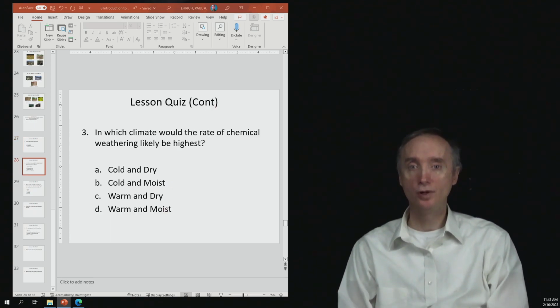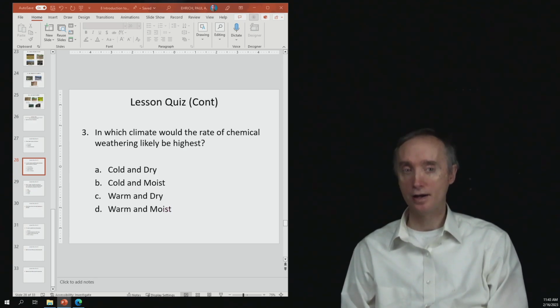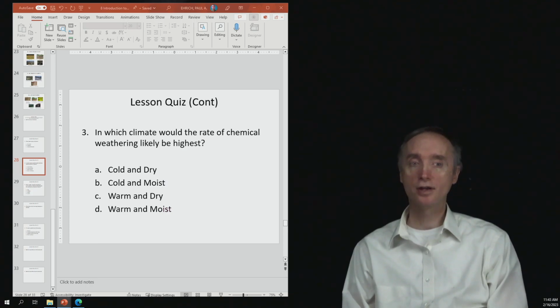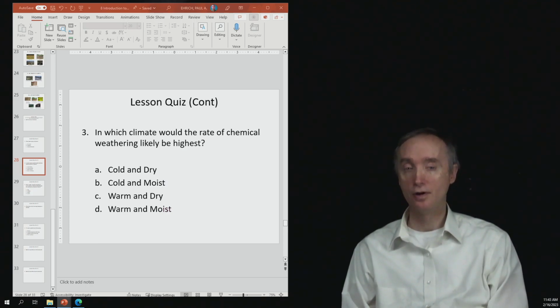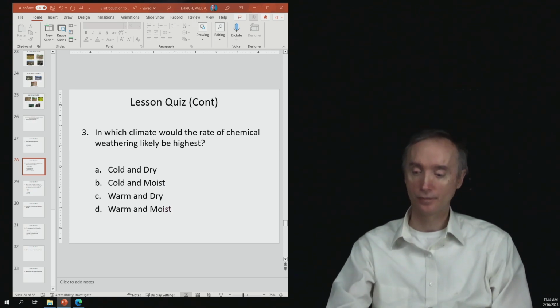Number 3, in which climate would the rate of chemical weathering likely be the highest? So chemical reactions take place the best in liquids. So we would want to have a moist environment, and then also chemical reactions occur faster when you raise the temperature. So we want to have a warm and moist environment.